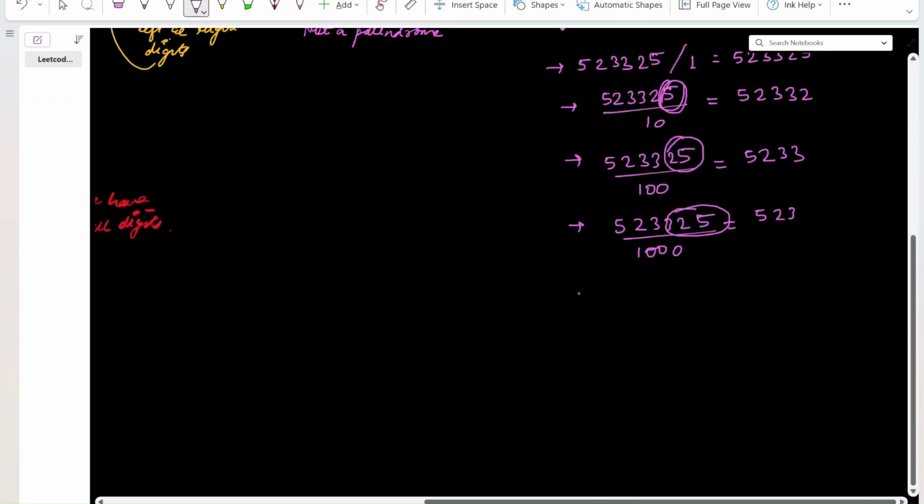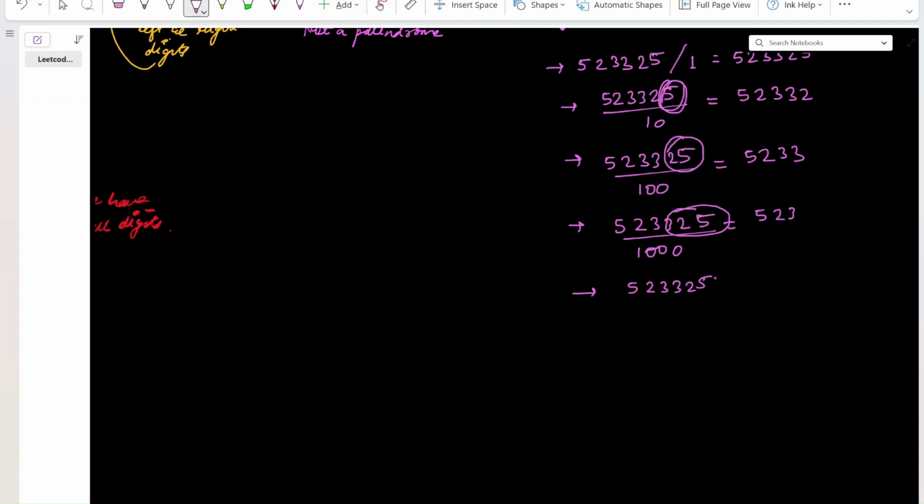Then again, let us do 523325 divided by 10,000. If I do this, I will be able to remove this part. So I'm just getting 52. And now if I do 523325 divided by 1, 2, 3, 4, 5 zeros, you've guessed it right. I will be able to remove all of this and just get 5.